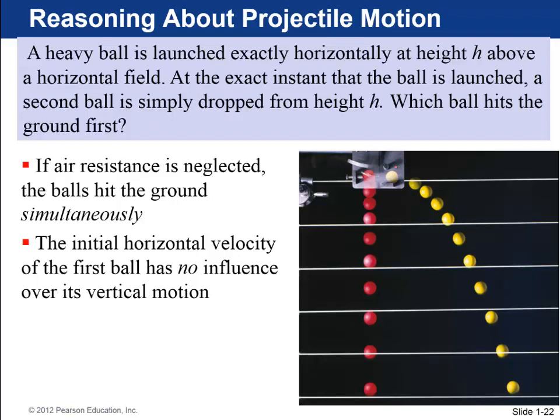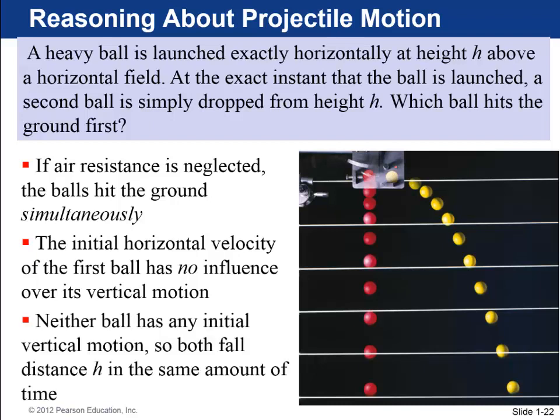The initial horizontal velocity of the yellow ball has no influence over its vertical motion. Neither ball has any initial vertical component to its motion, so they both fall a distance h in the same amount of time. What this is showing here is just that the y component of the motion doesn't affect the x component of the motion, or vice versa.